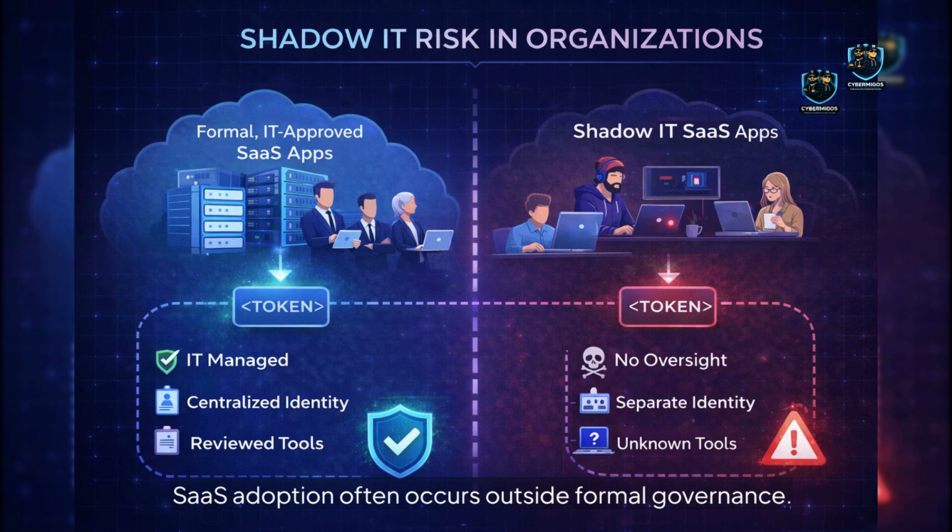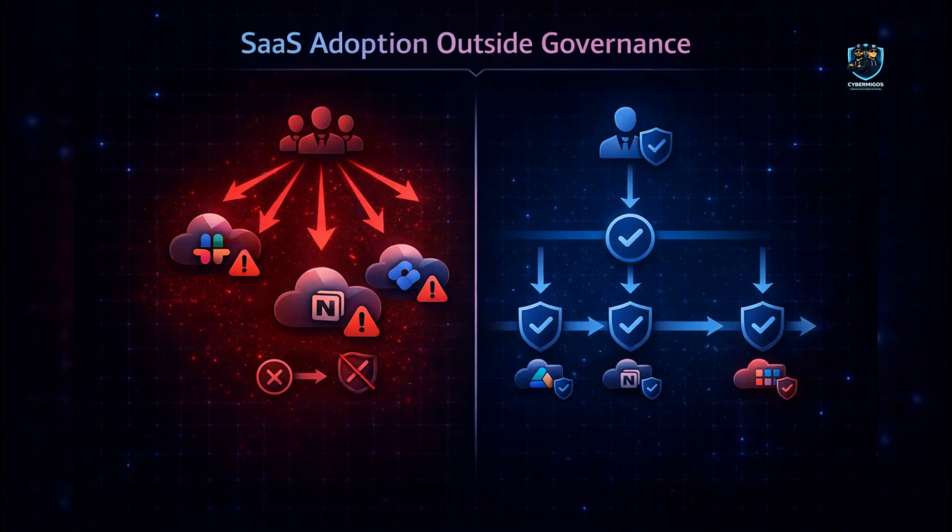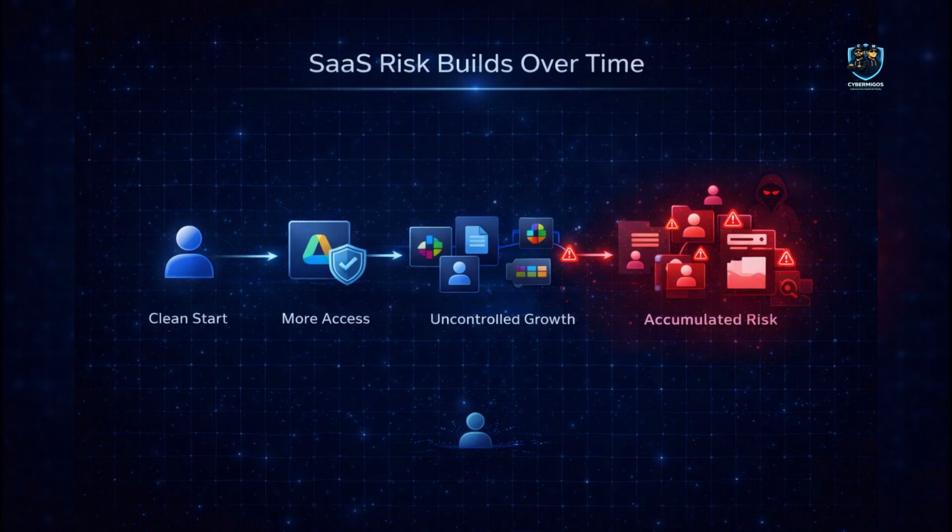SaaS adoption often occurs outside formal governance. Teams introduce tools independently to solve business problems. These tools are not reviewed. They are not integrated, and they are not monitored. This creates blind spots in the environment, where data exists without control.